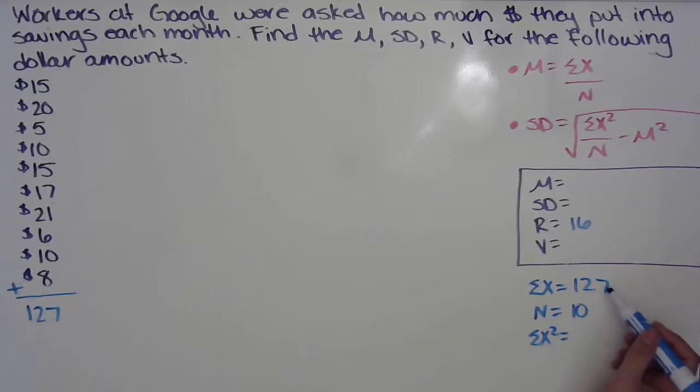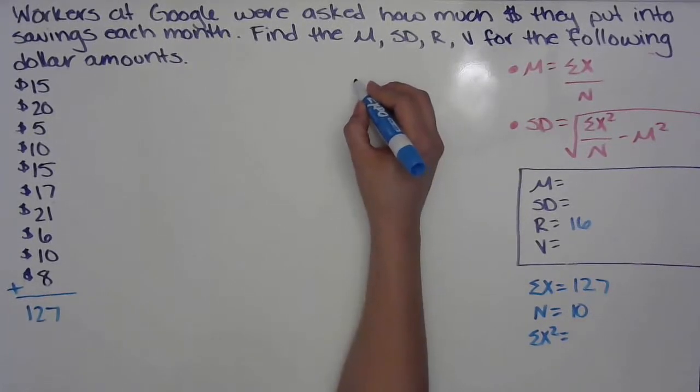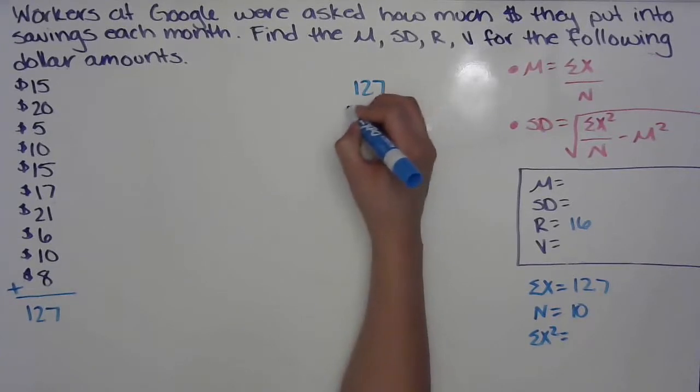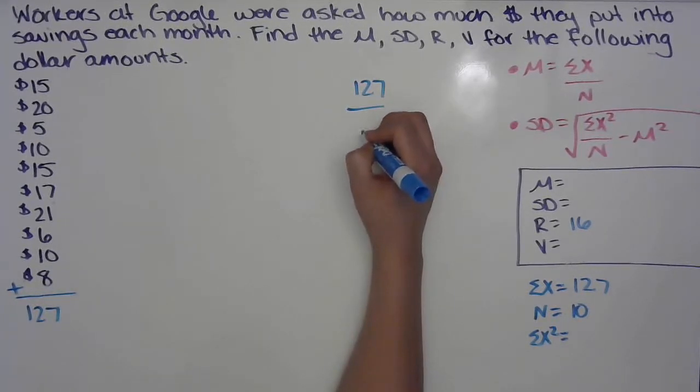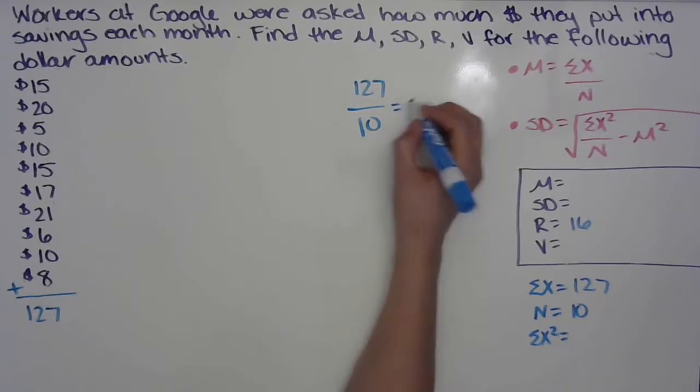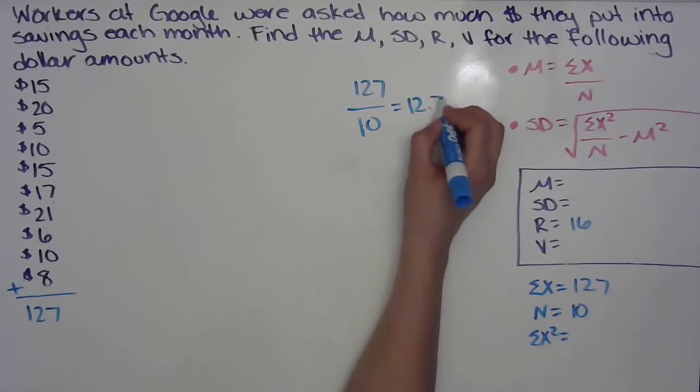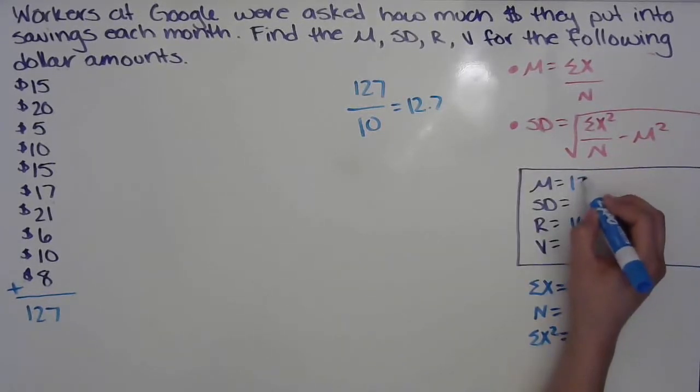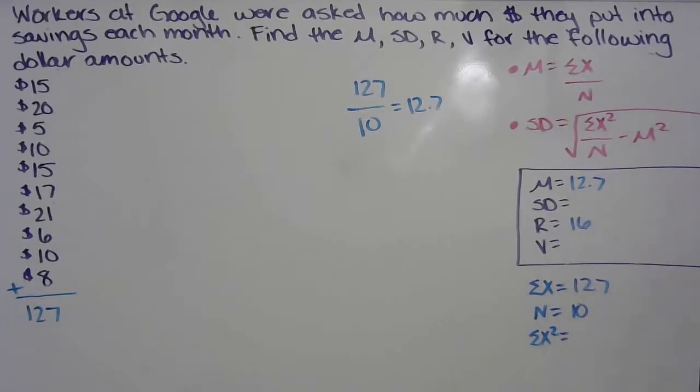Now we have the pieces that we need to solve for our mean, so let's go ahead and do that. So we have 127 as our ΣX value. We have 10 as our N, so that's going to give us 12.7. So we have 12.7 for our mean.